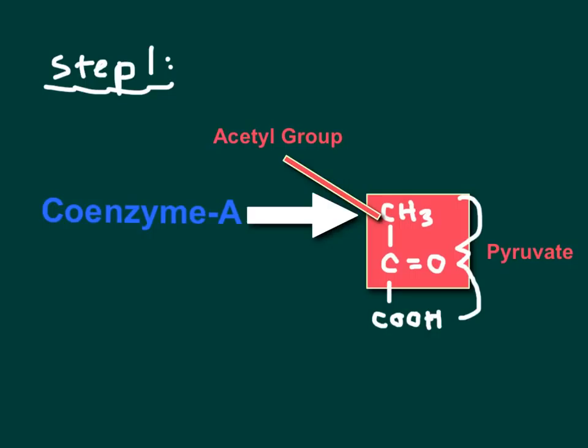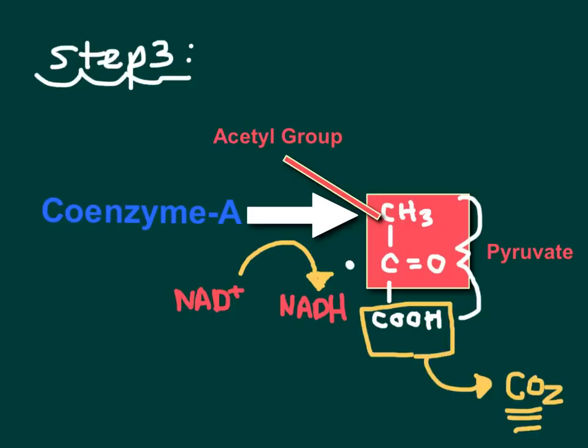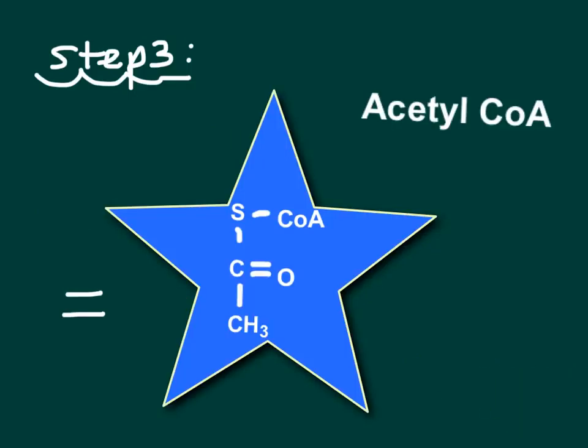At the beginning of pyruvate oxidation, coenzyme A connects to the acetyl group of the pyruvate molecule seen here. What this allows for is a redox reaction to occur, where pyruvate is oxidized and NAD+ is reduced into NADH. The remaining carboxyl group is removed as CO2 waste, seen here. The product of this redox reaction is acetyl-CoA. This marks the end of pyruvate oxidation and the beginning of the Krebs cycle.